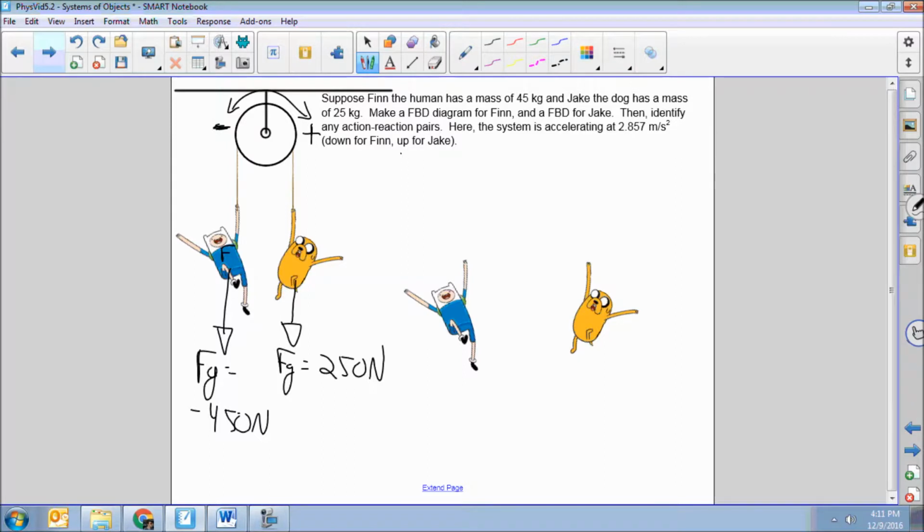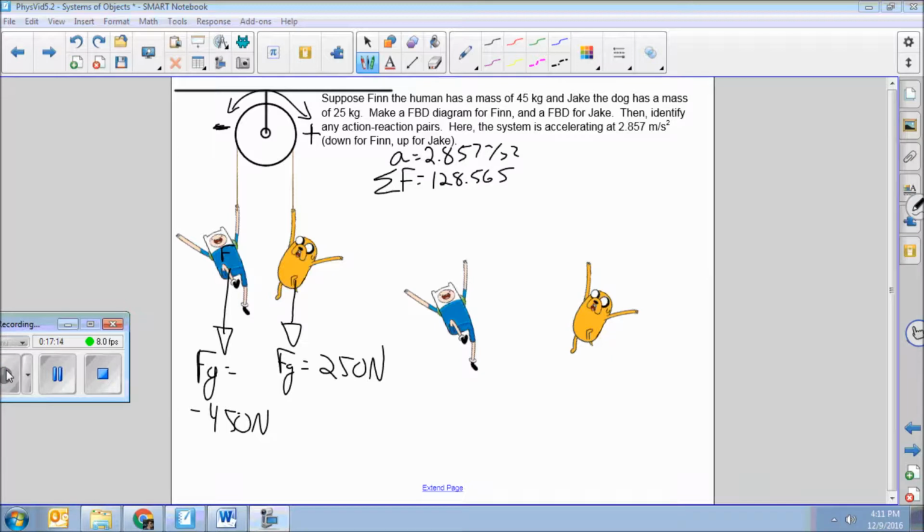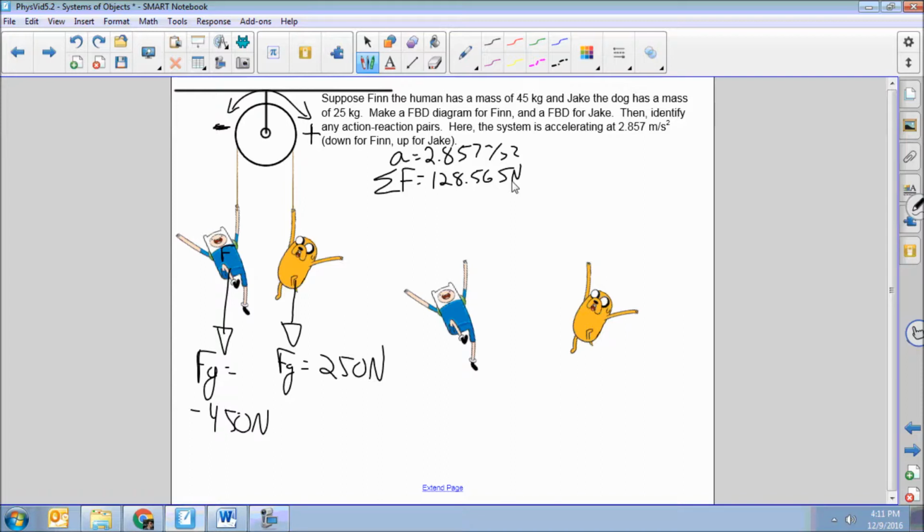We also know the acceleration, and there's a reason that it's this big, long number, 2.857 meters per second squared. So I can find the net force on Finn by multiplying that by his acceleration. You get this net force, 128.565 newtons. All right, so what forces are on him? Oh, I made a mistake. This acceleration is going to be negative, because they're going to accelerate in a negative direction. So this acceleration should be negative, which means my net force is negative. Okay, so force of gravity on Finn is going to be negative 450.